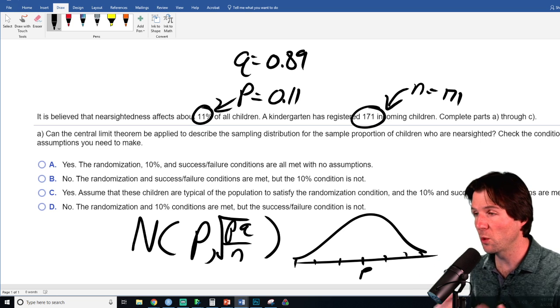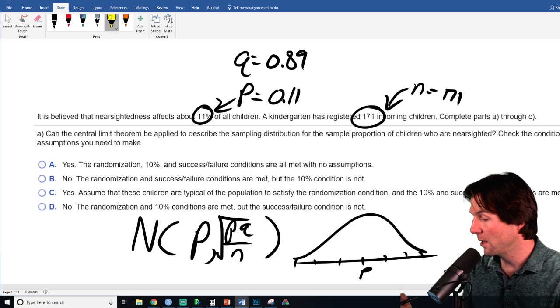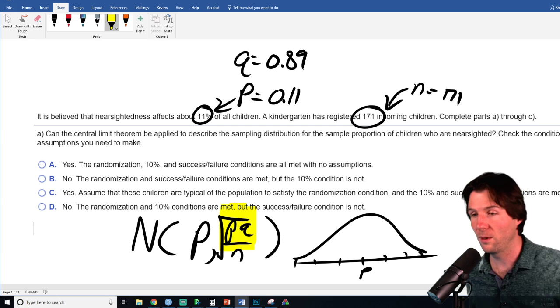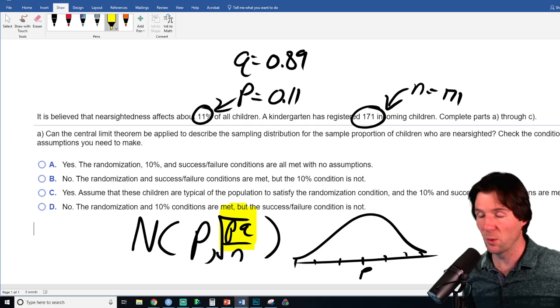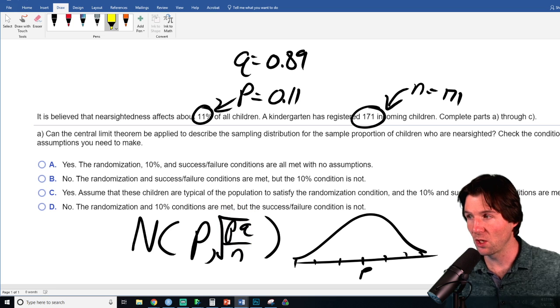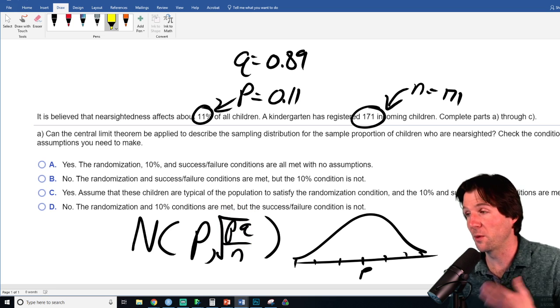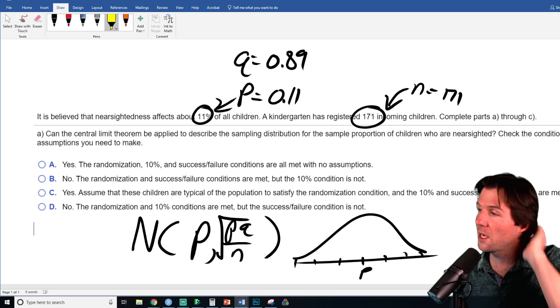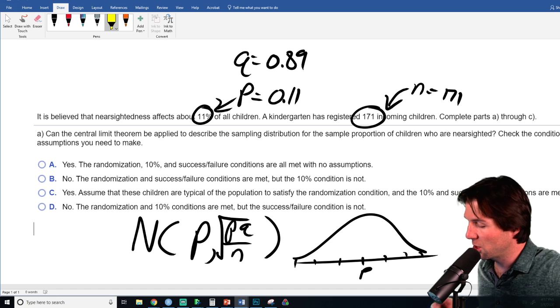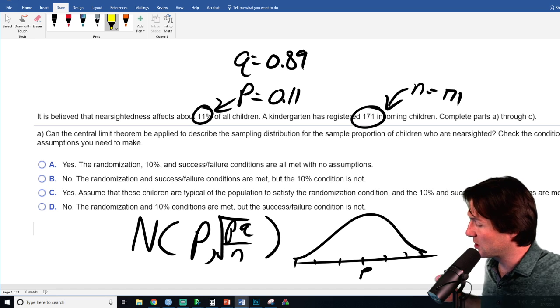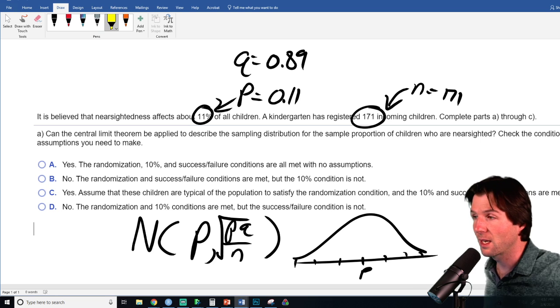So we should know P and Q pretty quickly, because someone could say, well, Brian, you know P, but you don't know Q. Well, they add up to 1. So 0.11 plus 0.89 add up to 1, so we know what P and Q are. Once we know P, we know Q, or if we know Q, we know P. So we can draw this out right here. We'll probably use David M. Lane to do it. It's just a lot easier. The conditions are random, which means we need to select random 171 kindergartners. I guess we do.